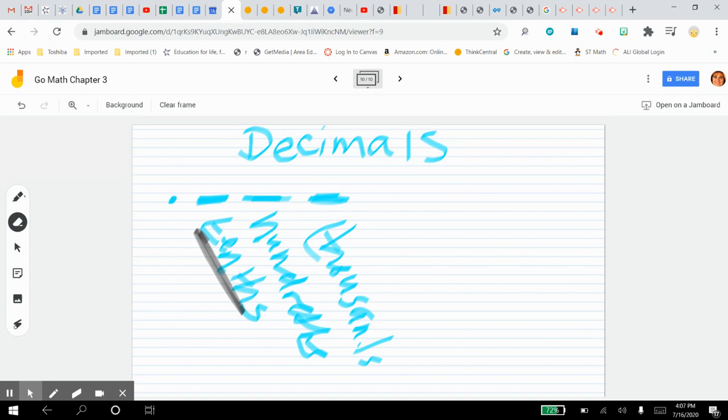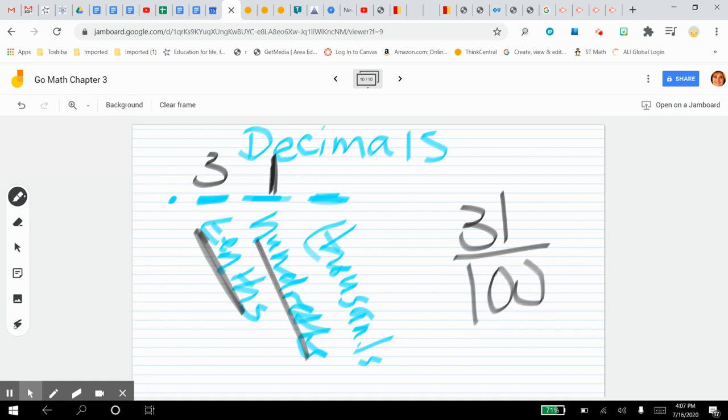So what if now I have 0.31 and I have hundredths? What would that look like as a fraction? Okay, so take your 31 and put it over, what would it be? Hundreds. Okay, whatever the value is, that's what goes on the bottom when you have a decimal.